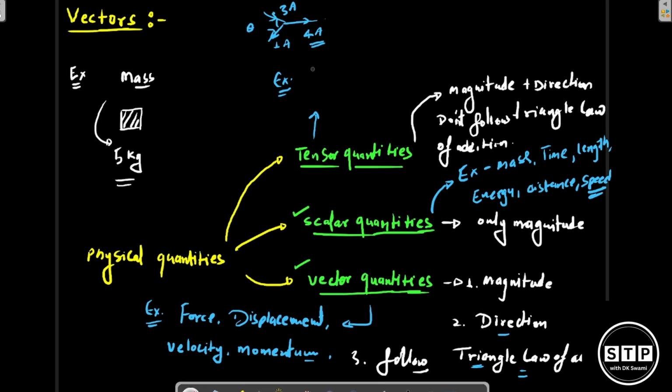So electric current also has direction, but it is considered a tensor quantity because it does not follow the vector law of addition. Okay, so this is about vector quantity.